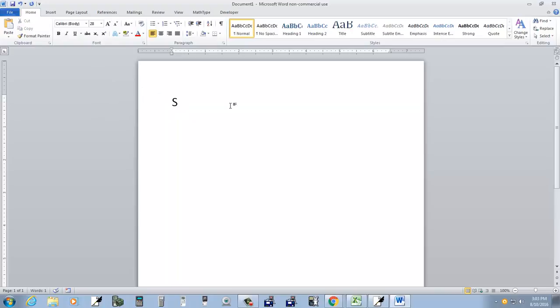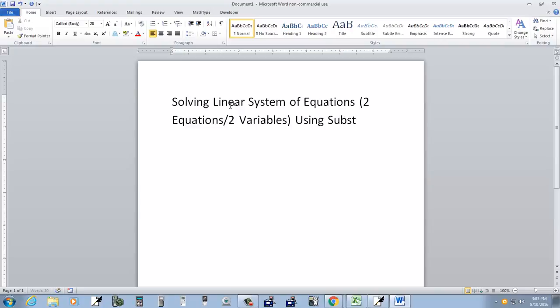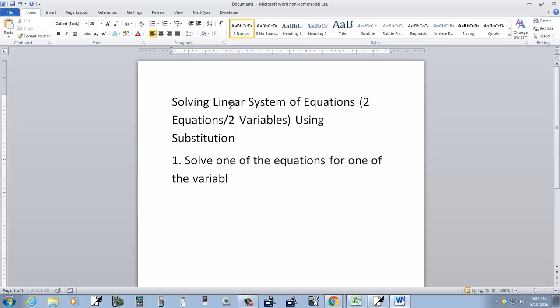Okay, so solving a linear system of equations, two equations, two variables, using substitution. If you had three equations, three variables, you'd do it slightly different. Step one, solve one of the equations for one of the variables. Step two, plug this into the other equation and solve. Another word for plug is substitute, so substitution method.